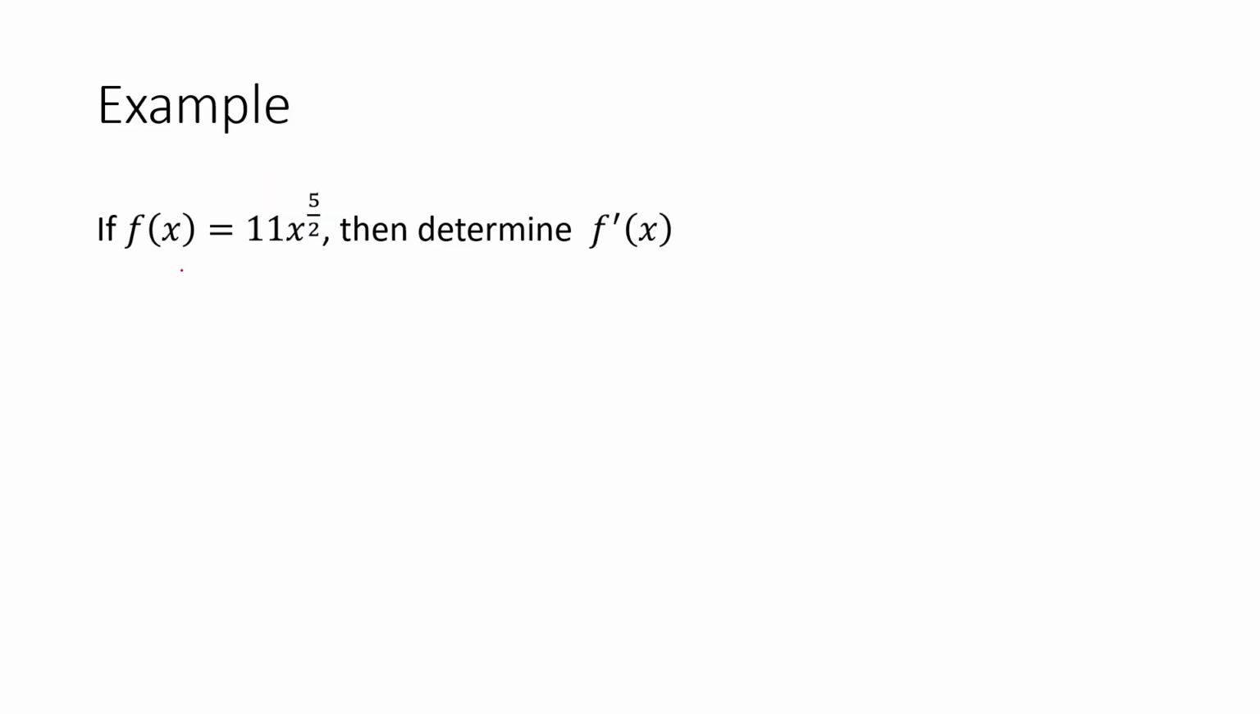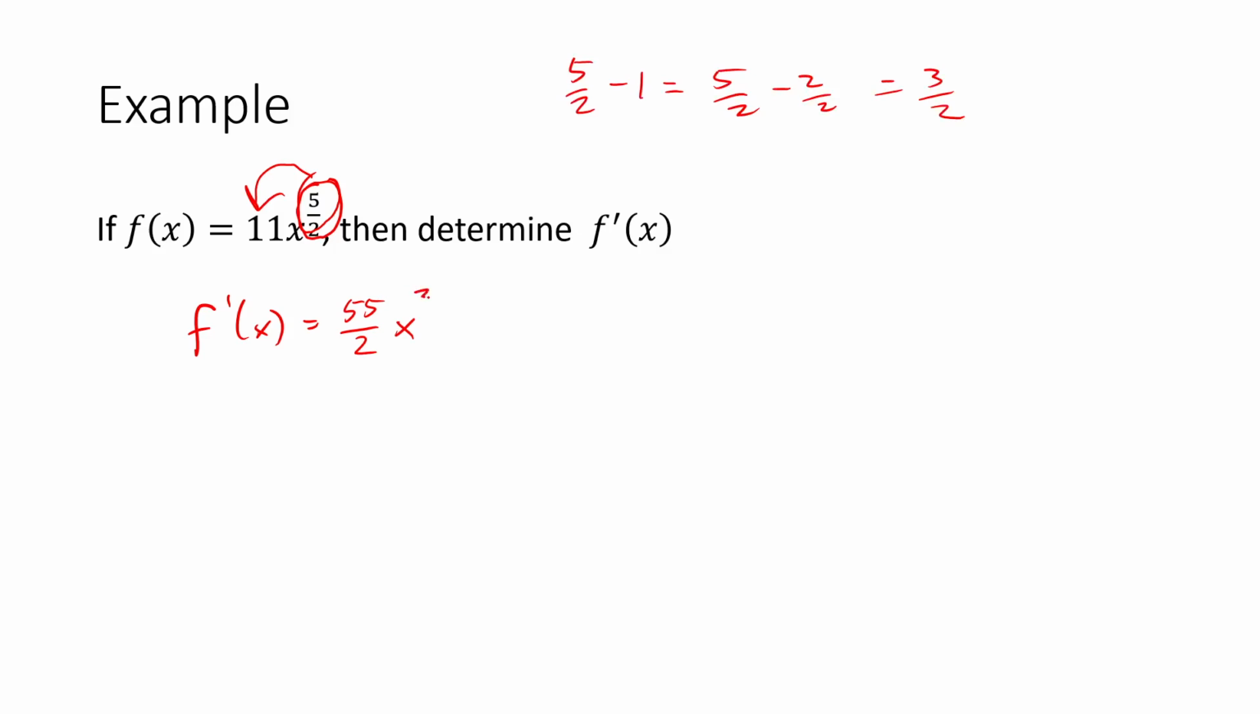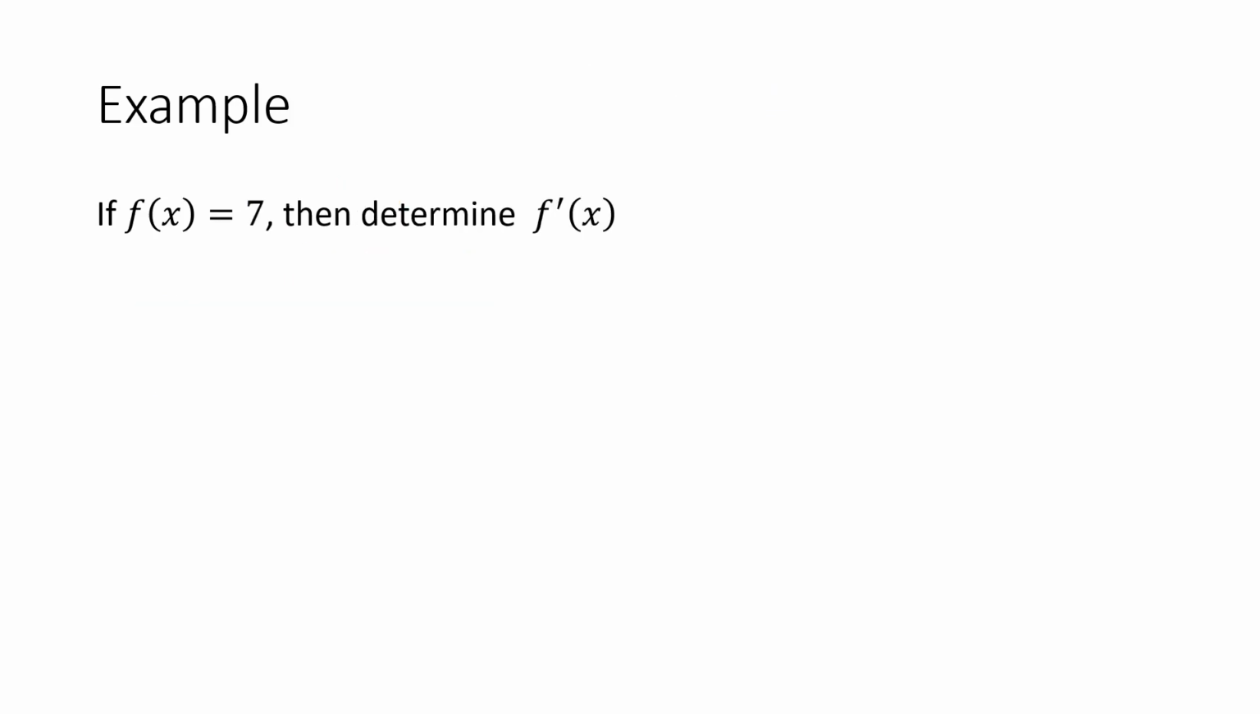Next question, if f of x equals 11x to the 5 over 2, then f prime of x will equal, we'll have a coefficient of 5 over 2 times 11, which is 55 over 2, times x. And then we're going to have an exponent of 5 over 2 minus 1. Well, what does that equal? 5 over 2 minus 1 ultimately equals 3 over 2. So that'll be our exponent on x. So there is our derivative: 55 over 2 times x to the exponent 3 halves.